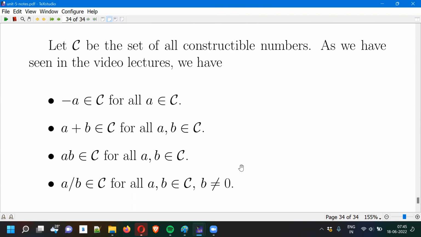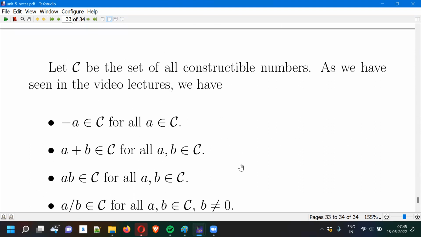Okay, so we will prove some properties of constructible numbers, only for real constructible numbers. What is that? Script C is the set of constructible numbers, and we are assuming that we are working with real numbers. So if a is constructible, then minus a is constructible. That is obvious. There is nothing to do here because by definition, a is constructible if mod a is constructible. So minus a should also be constructible.